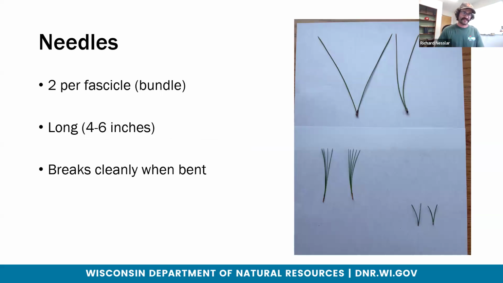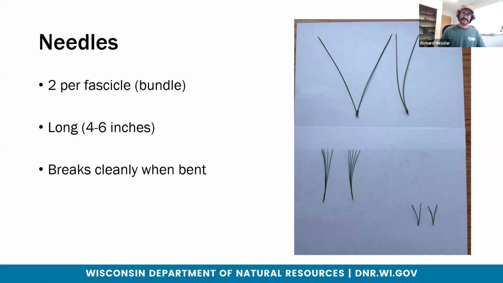So needles, we're looking at 2 needles per fascicle, which is those little bundles. And this is how we describe needle structure on pine species. You can see the needles on this picture here to the right. It's going to be the needles on the top. I also included 2 other pine species. One would be the eastern white pine, which is just below that, a little bit to the left, and then the jack pine, which is below that to the right.